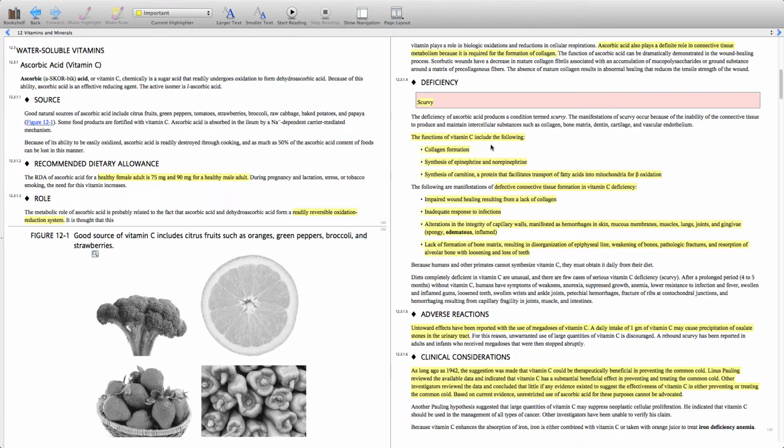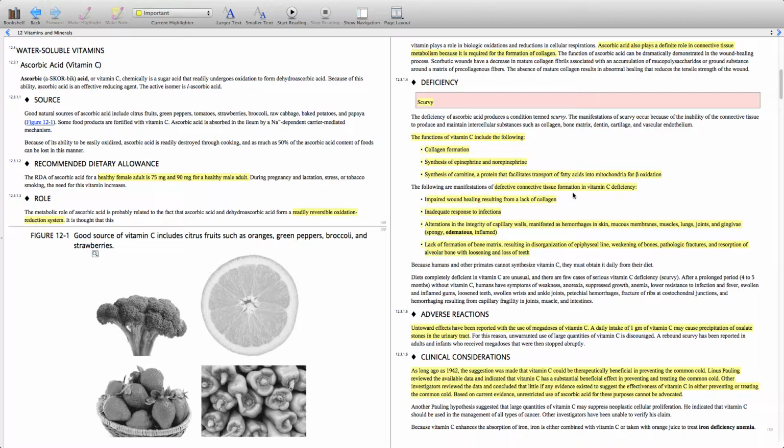Functions of vitamin C include the following: collagen formation. Of course, that's important in dentistry, that collagen. So we want to know that. Synthesis of epinephrine and norepinephrine. Synthesis of carnitine, a protein that facilitates transport of fatty acids to the mitochondria for beta oxidation.